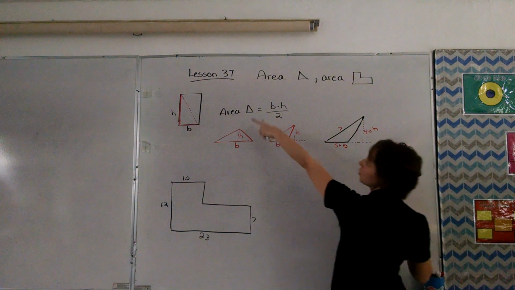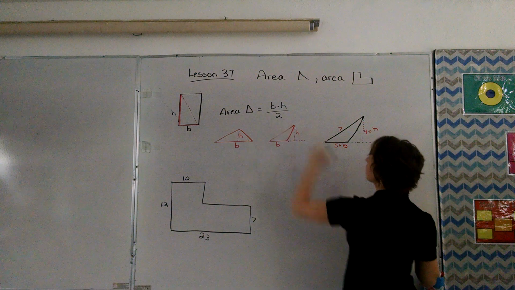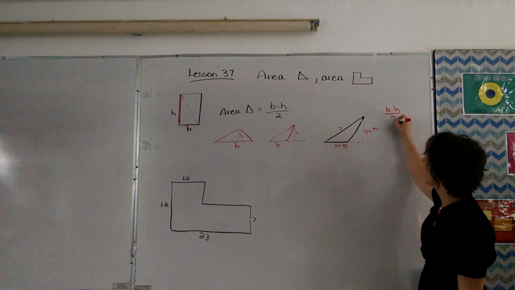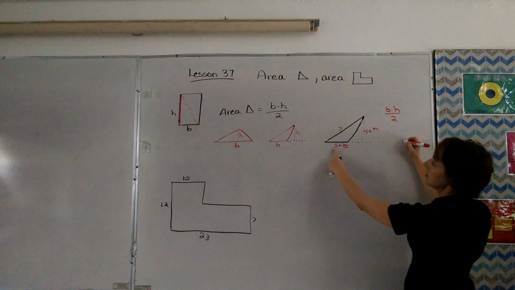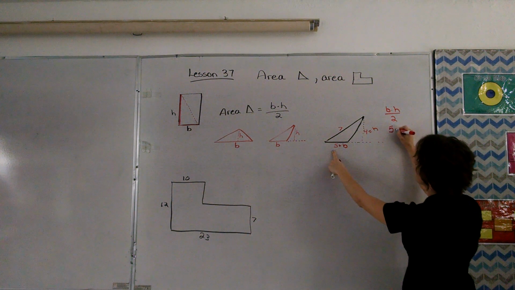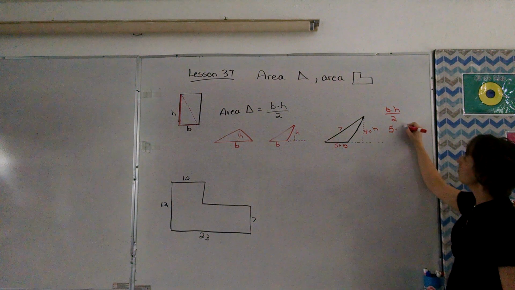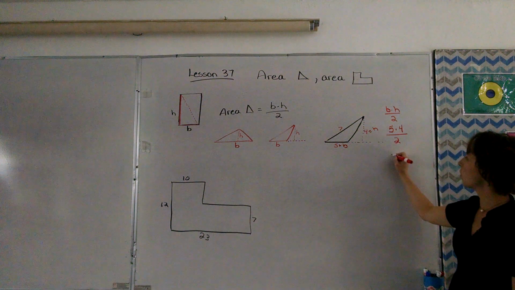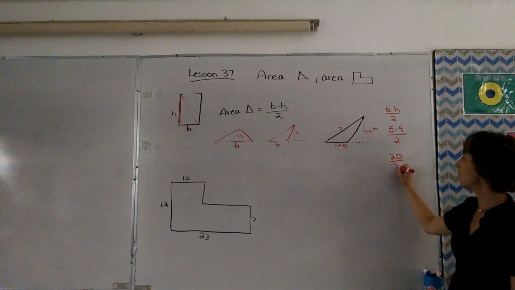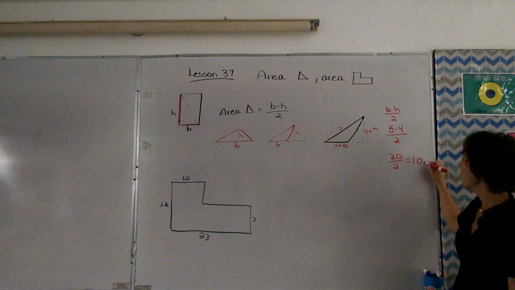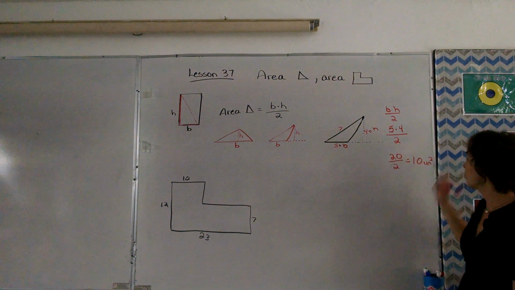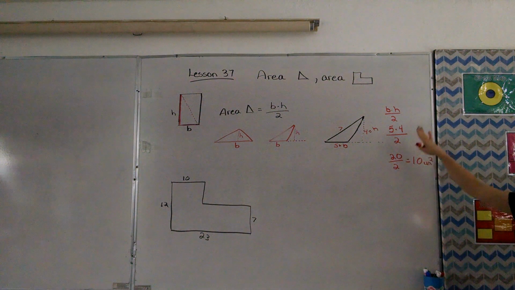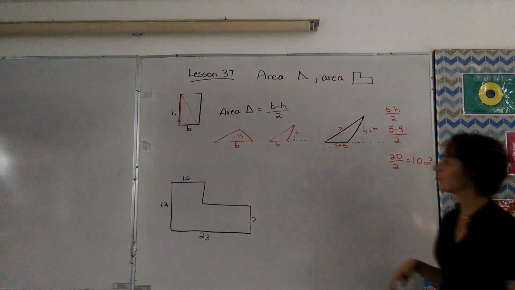According to our formula, the area of a triangle is base times height divided by 2. Base times height divided by 2. My base is 5 times my height is 4 divided by 2. 5 times 4 is 20 divided by 2 is 10. My best answer for this would be 10 units squared. Base times height divided by 2.